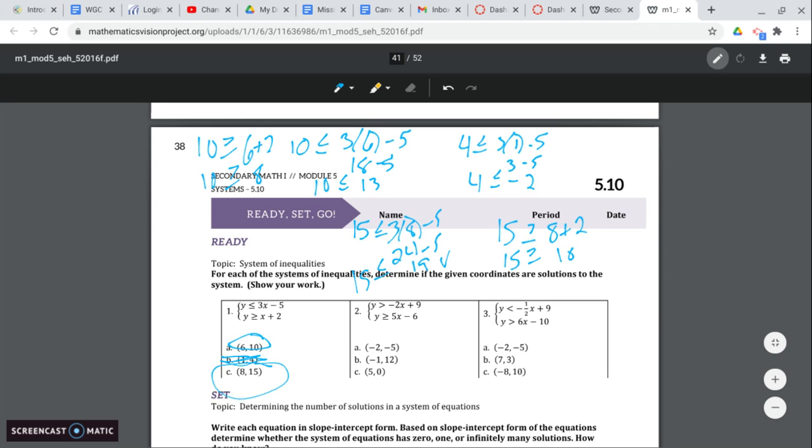So you might have two possible solutions on here. You might have just one. It just kind of depends on the points and the problem. So you'll have to check all of them to be safe.